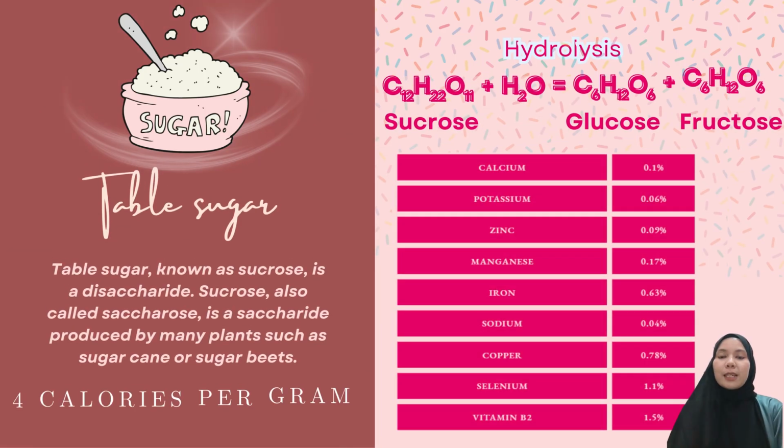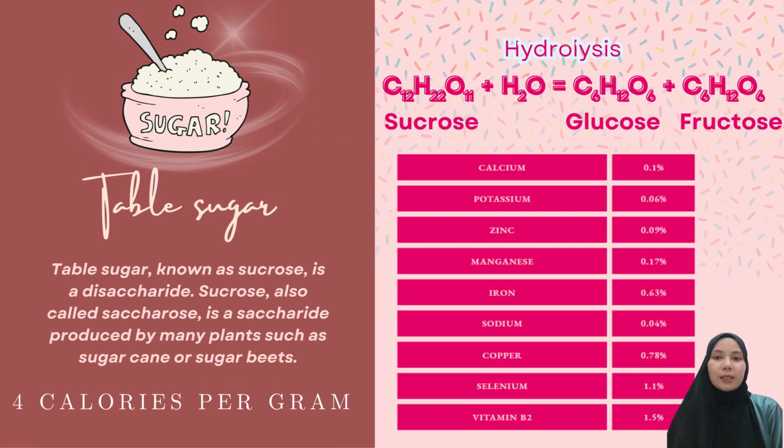Table sugar, known as sucrose, is a disaccharide. Sucrose is a saccharide produced by many plants such as sugarcane or sugar beets. It has 4 calories per gram. Sucrose reacts with water during hydrolysis to produce two sugars, which are glucose and fructose.